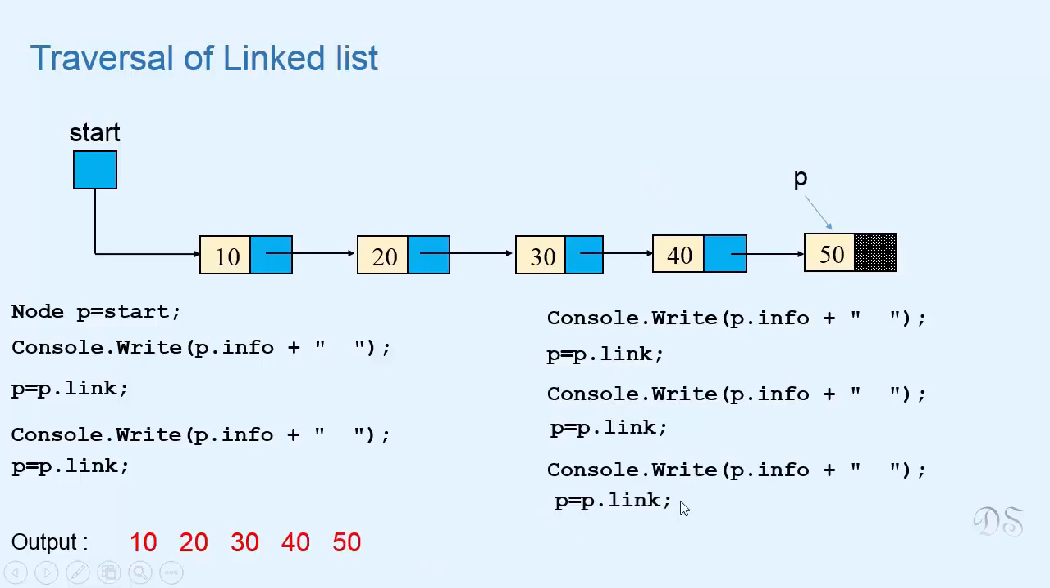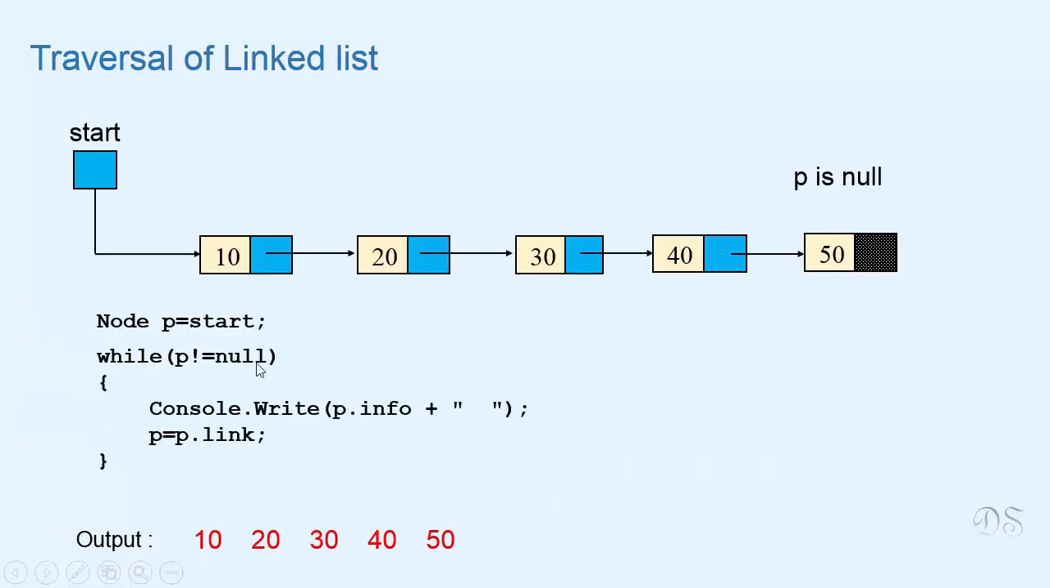Next we write P equal to P link. Now P will become null. And so we can stop because we have reached the end of the list. We can see that we are repeating the same statements again and again. So we can write this in a loop. And the terminating condition for that loop would be when P becomes null.